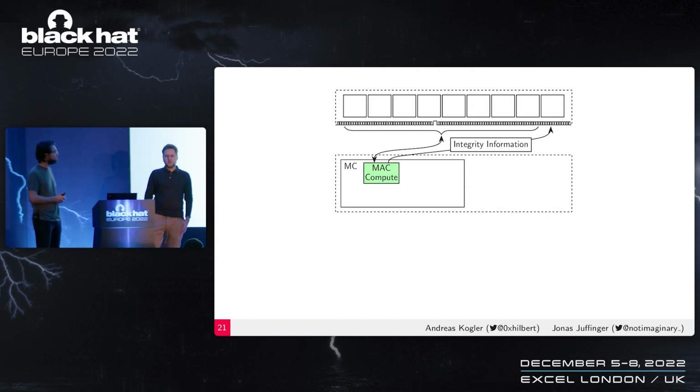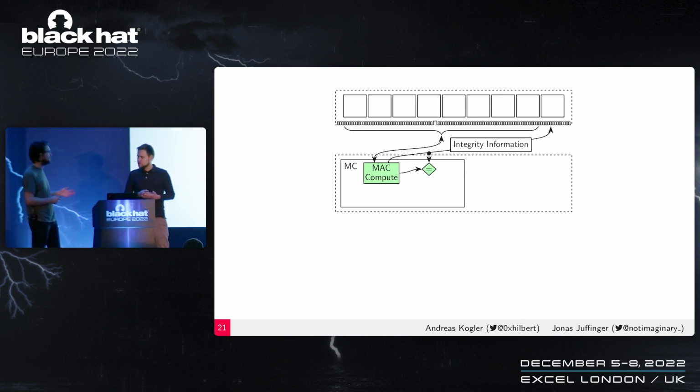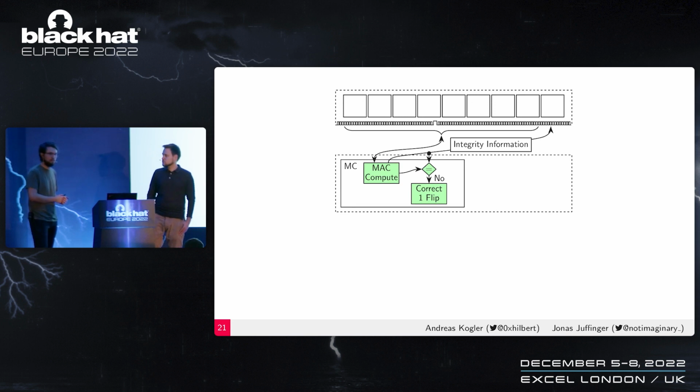Okay, so now we know that we have the data and we have a MAC. So I assume on a read, we now compute the MAC again and check if it changed? Exactly. On a read, we just do exactly that. If the MACs are the same, we know the data is fine. If they are not the same, we can correct a single bit flip in hardware. And this is okay for most of the use cases.